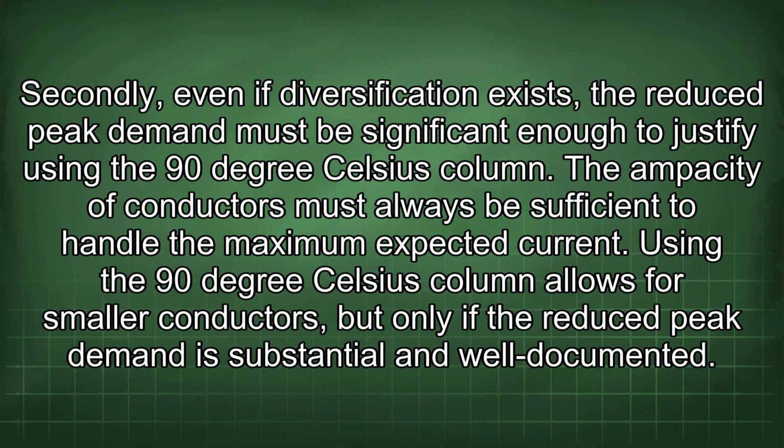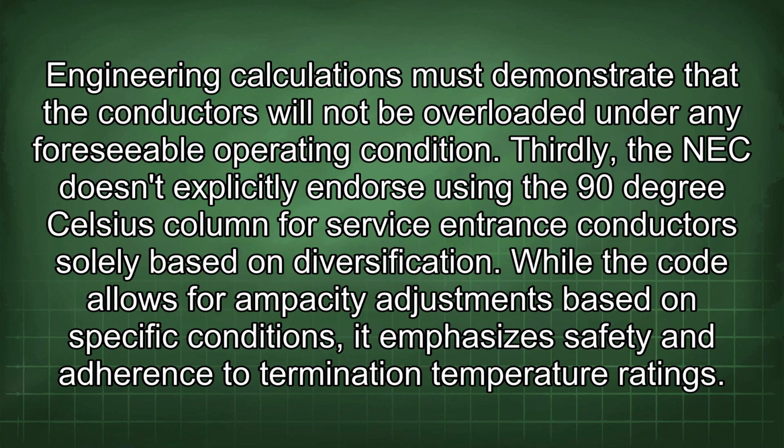Secondly, even if diversification exists, the reduced peak demand must be significant enough to justify using the 90 degrees Celsius column. The ampacity of conductors must always be sufficient to handle the maximum expected current. Using the 90 degrees Celsius column allows for smaller conductors, but only if the reduced peak demand is substantial and well documented. Engineering calculations must demonstrate that the conductors will not be overloaded under any foreseeable operating condition.